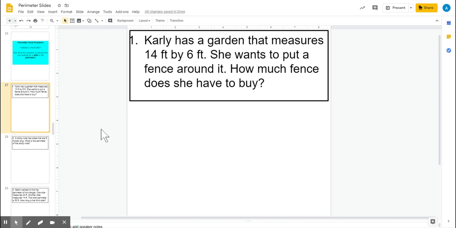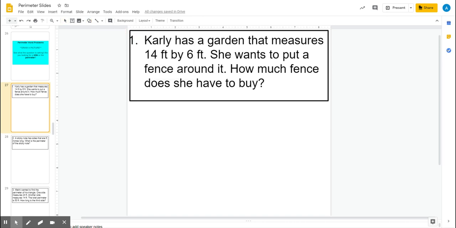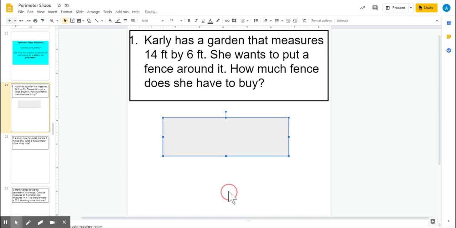So we are going to draw this picture. Right up here, it says shape. You're going to click on that, and we are going to go to shapes, and we are going to get our rectangle. All you have to do is drag it out to build a rectangle, and then you can just leave it like that. And then right here, it says text box. You can put another rectangle, but this works too.